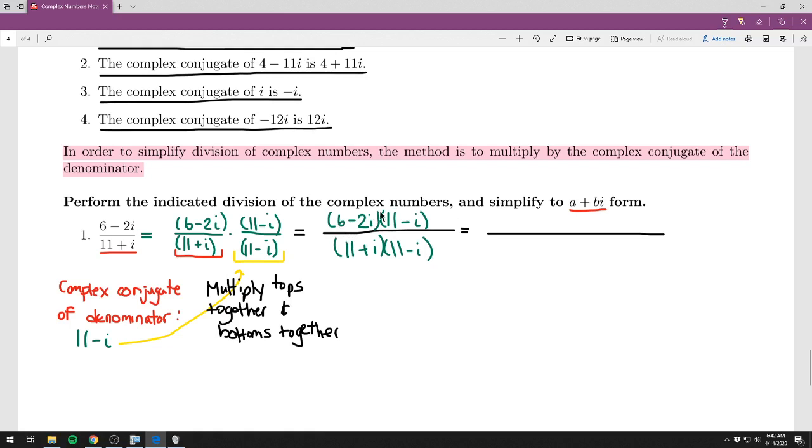We FOILed out 6 times 11 is 66. And then 6 times negative i is negative 6i. Negative 2i times 11 is negative 22i. And negative 2i times negative i, the double negatives give us a plus 2i squared.